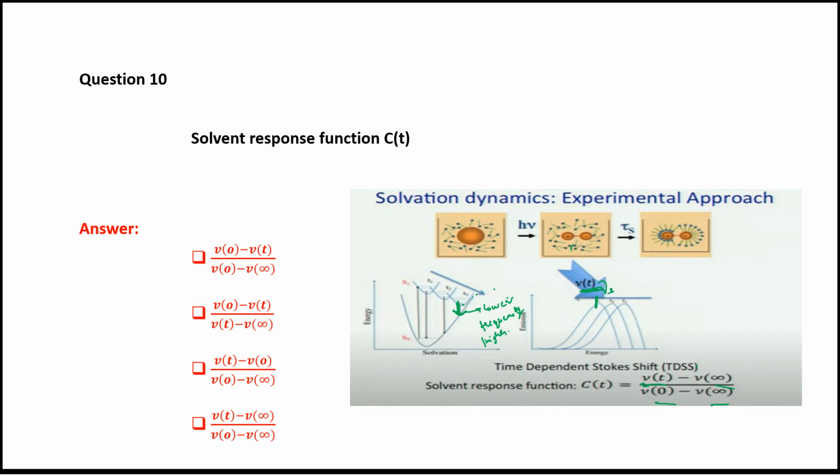Say this is nu 3, because it is at lower energy, and nu is directly proportional to energy. Then this is nu 2 and this is nu 1. Studied with respect to time, nu 1 is the lowest time, and nu 3 is the highest time. With increase in time, the value of nu t reduces. Infinity refers to when the total solvation occurs.